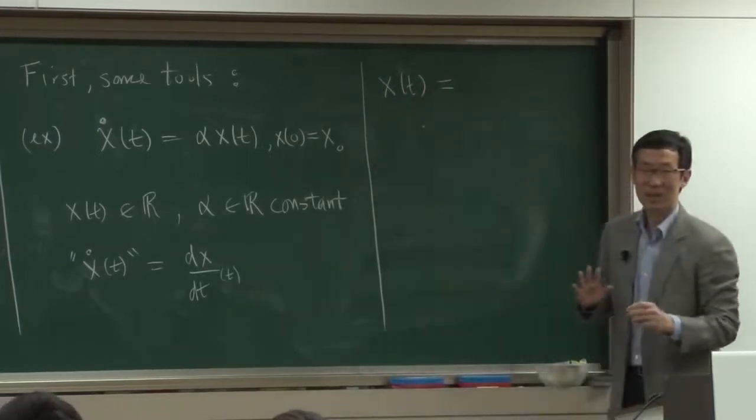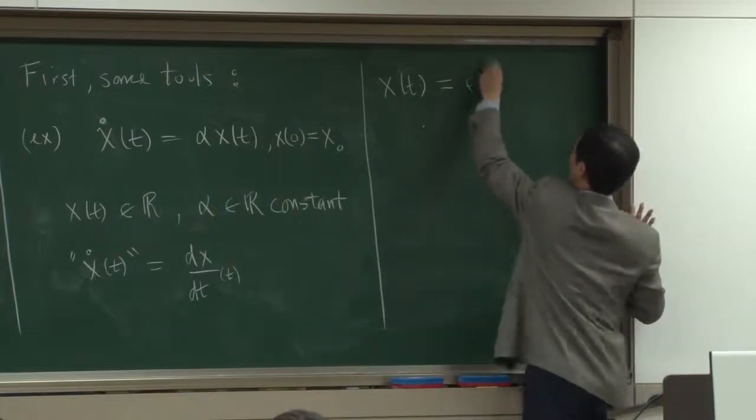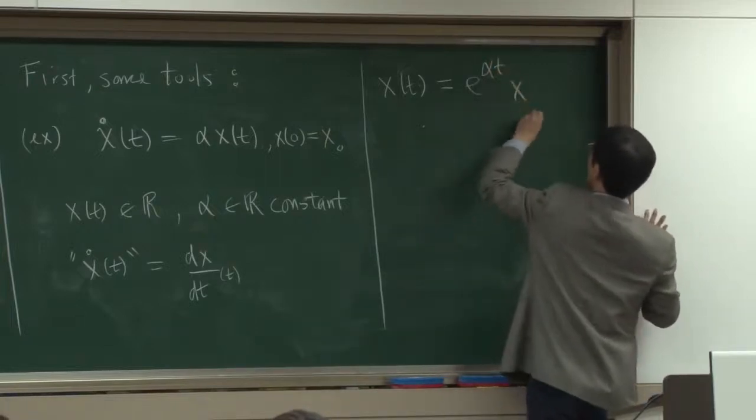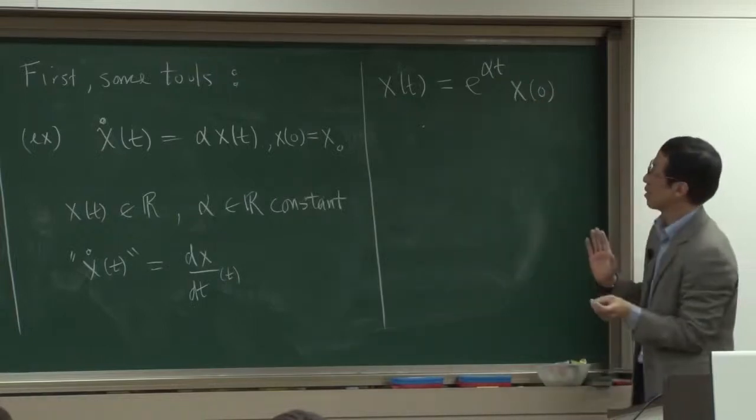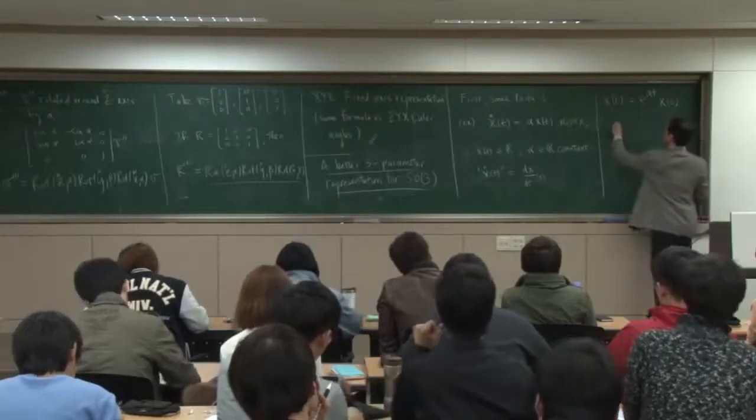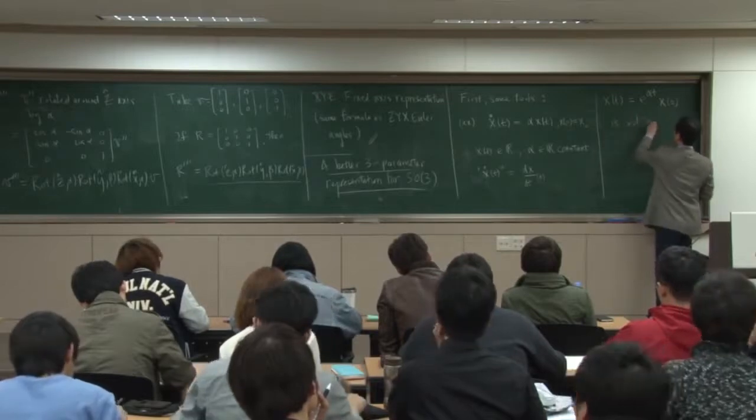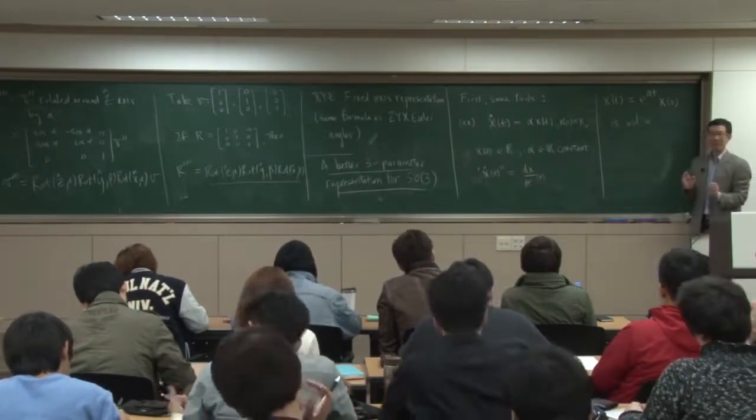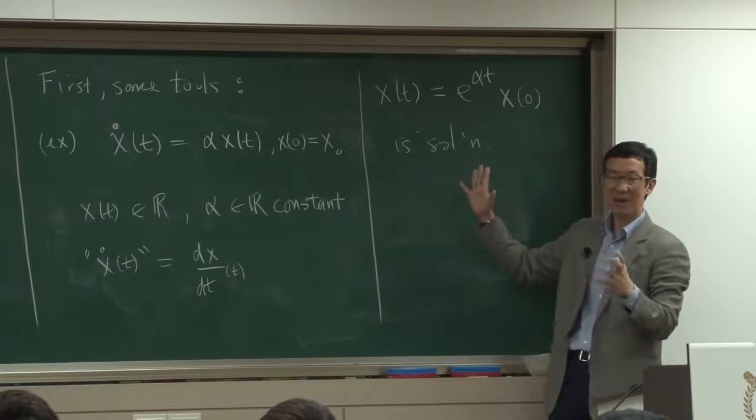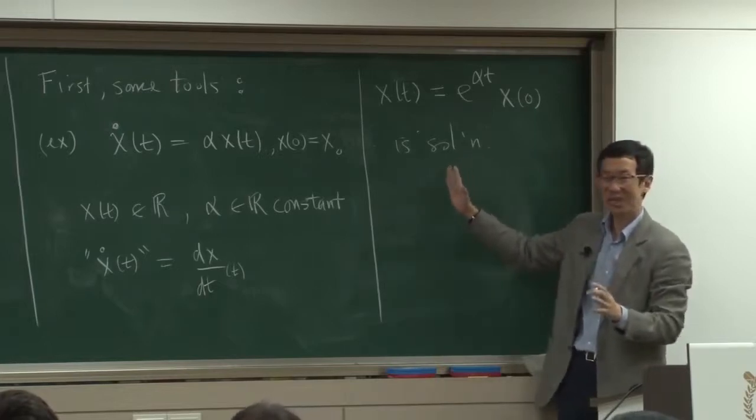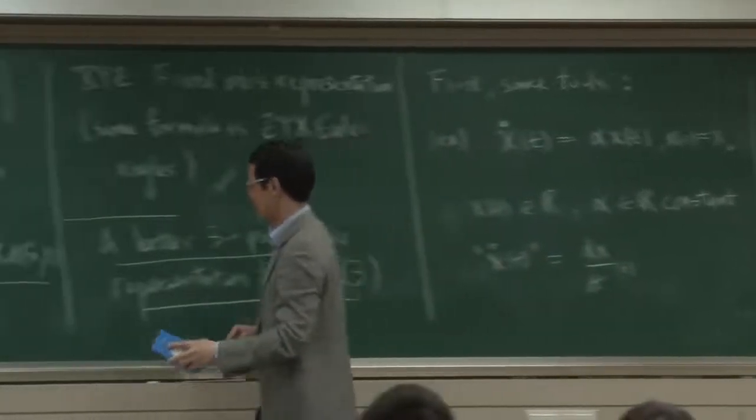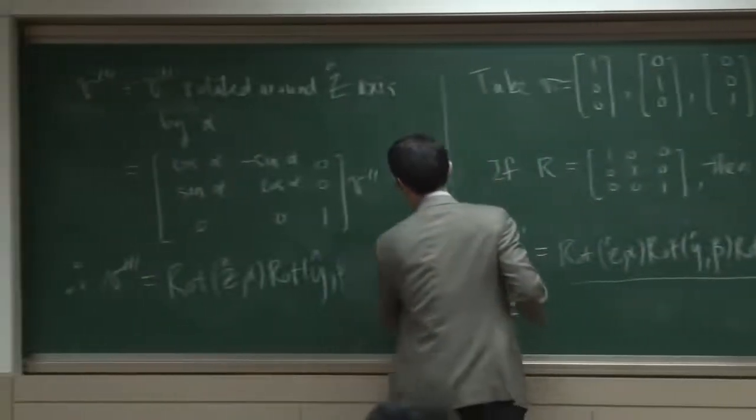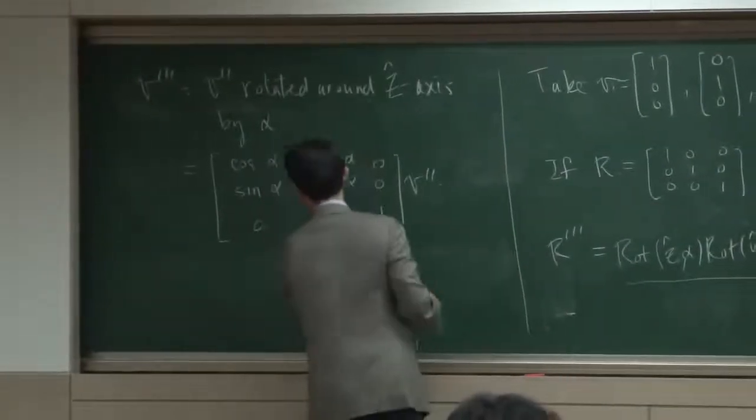What's the answer? The answer is the exponential of alpha t times x at t0, which is given. So this is a solution. And I don't think I'm going to have many challenges to this. So that part we can agree on.